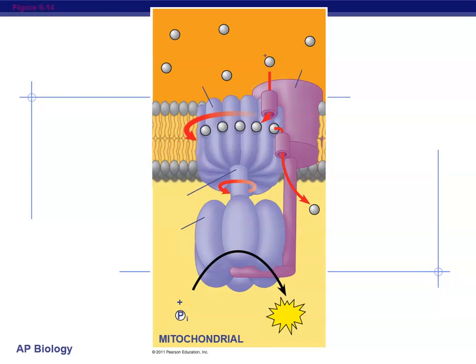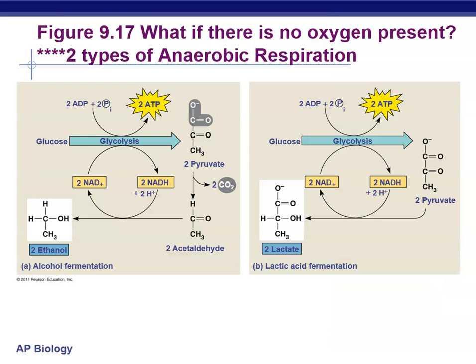But alas, sometimes oxygen is not present. If oxygen is not present, we can still make a small amount of ATP in the cytoplasm, and it would be called anaerobic because it would be without the presence of oxygen. If oxygen is present, it's called aerobic. Without oxygen, it's anaerobic. And depending on which organism you are, you can do that.